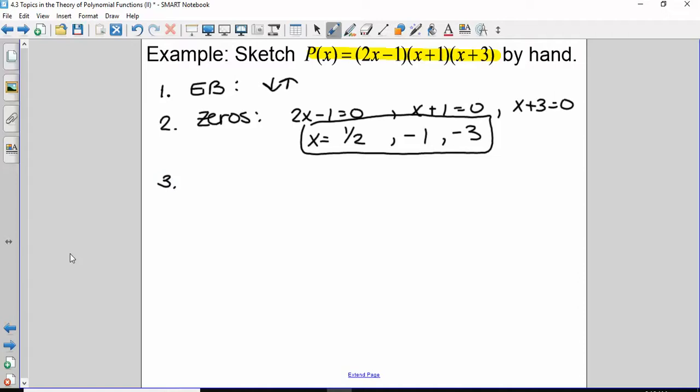Okay, third step. For each of these zeros, I'm going to tell if the graph will go through them or bounce. And it's based off the multiplicity. Even multiplicity bounces. I'm not talking about if the number is even, I'm talking about if the multiplicity is. What's the multiplicity of all of these? Just a 1. 1 is odd, so what will happen at all of these? The graph will go through. So I'm just going to write through all.